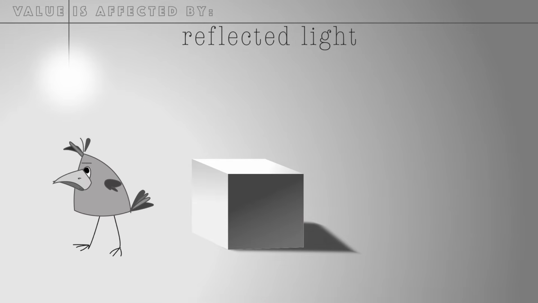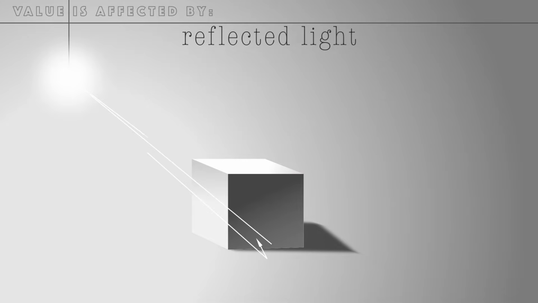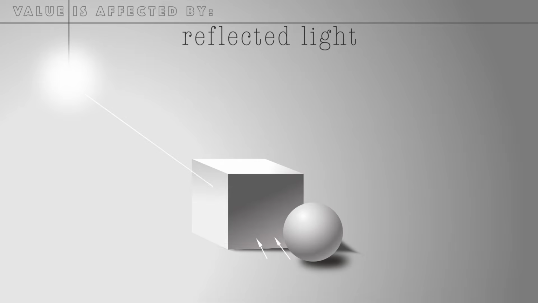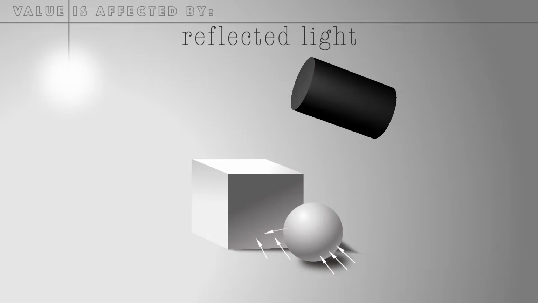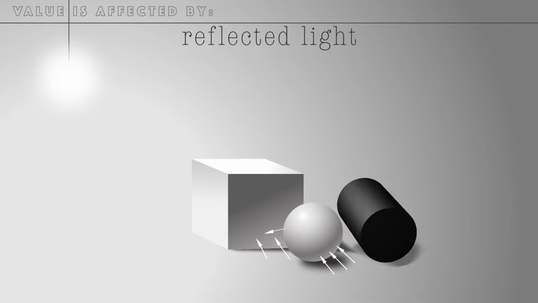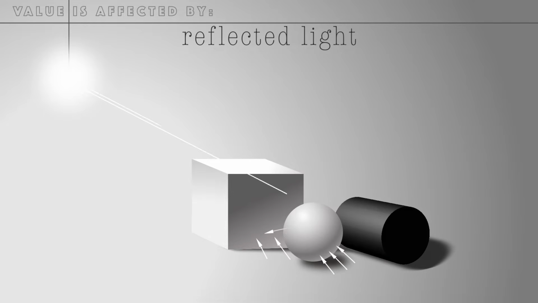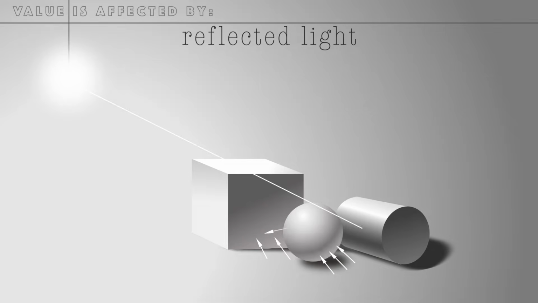Reflected light. Light bounces off every surface it reaches. That includes ground, walls, all objects and everything around them. When objects are close to each other, they share some of that light that they reflect. So how dark or light are the objects around? How close are they? How much light can they reflect? All that affects each object's value.